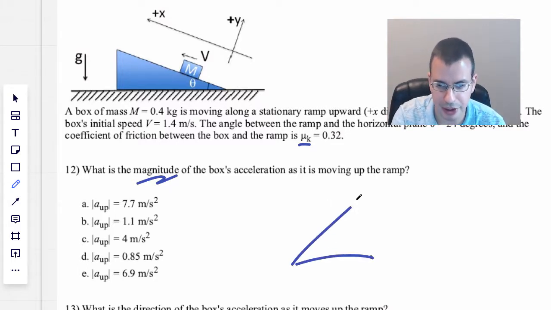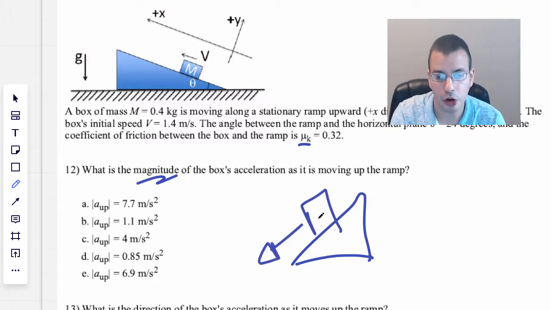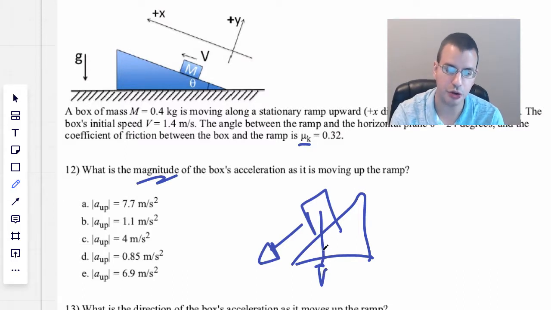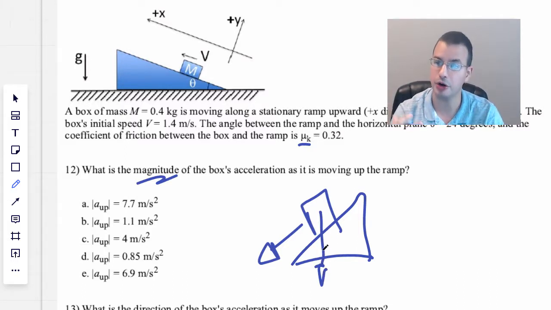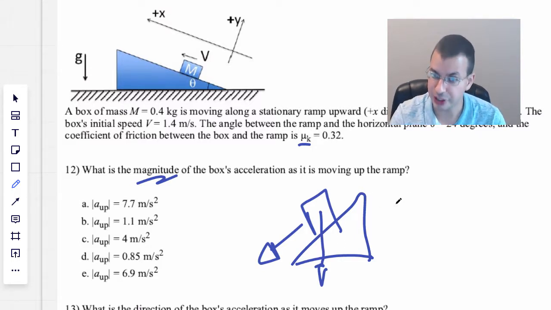So I'm going to redraw the picture of the box real quick, like so. So gravity is acting downward, and you can kind of tell that there's going to be one component or the other, either sine or cosine, that you're going to use for the box sliding down, for the acceleration.